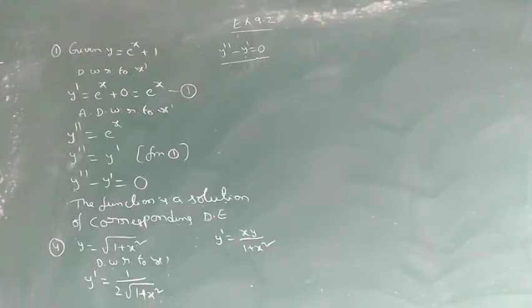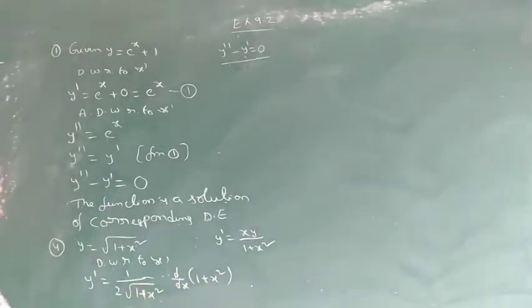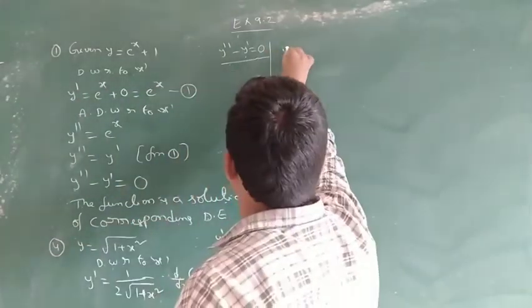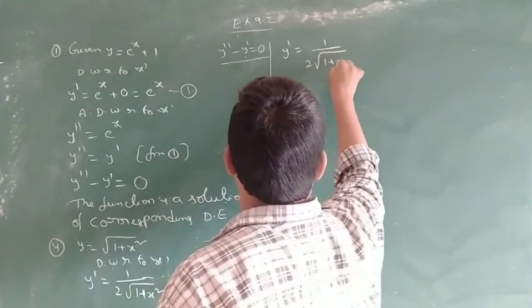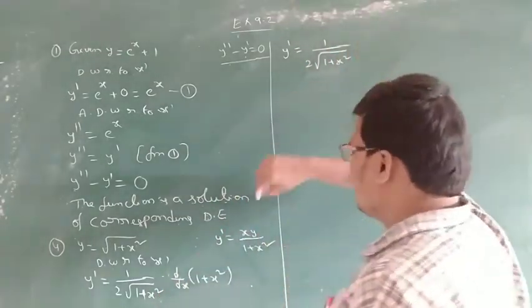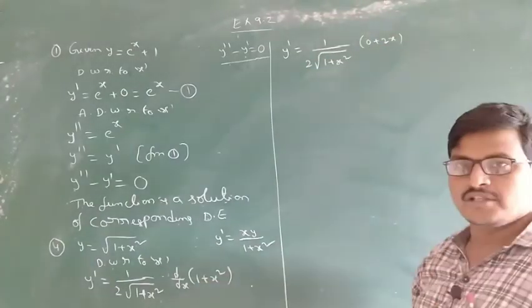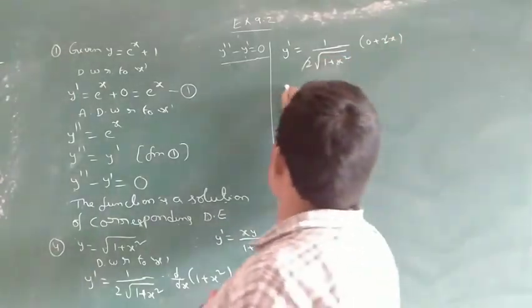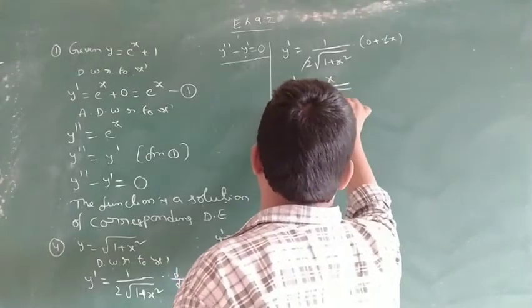Derivative of root x is 1 by 2 root x into dy dx of x. Here x is 1 plus x square. So y dash is equal to 1 by 2 into root of 1 plus x square into derivative of 1 plus x square, which is 0 plus 2x. The 2 cancels. So y dash is equal to x by root of 1 plus x square.